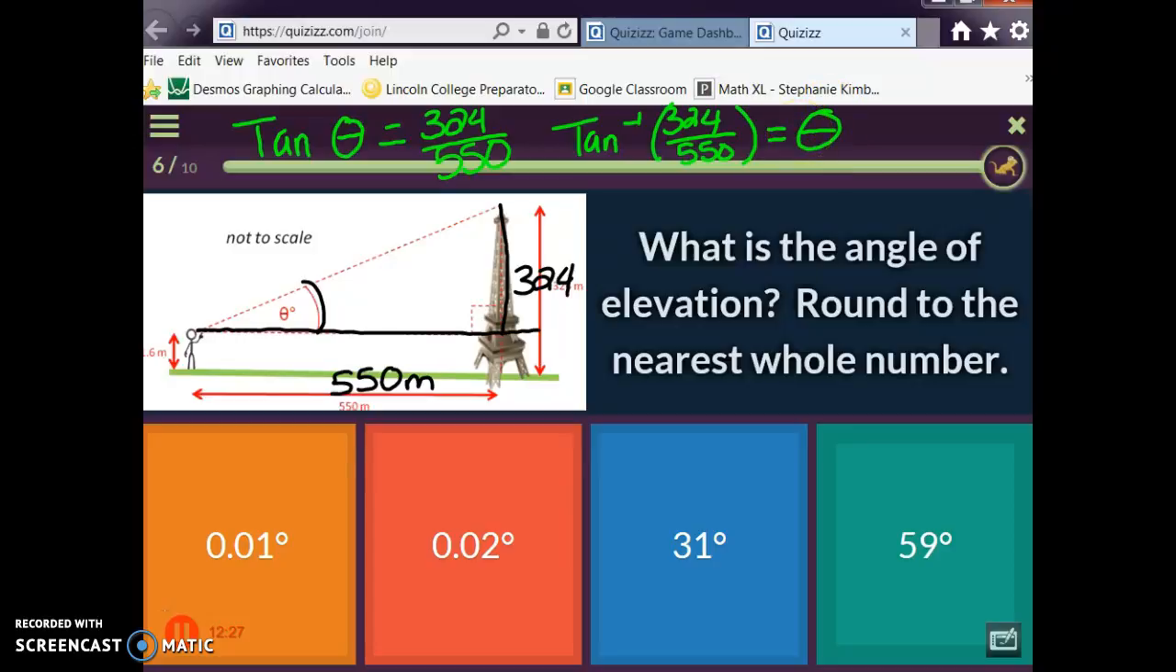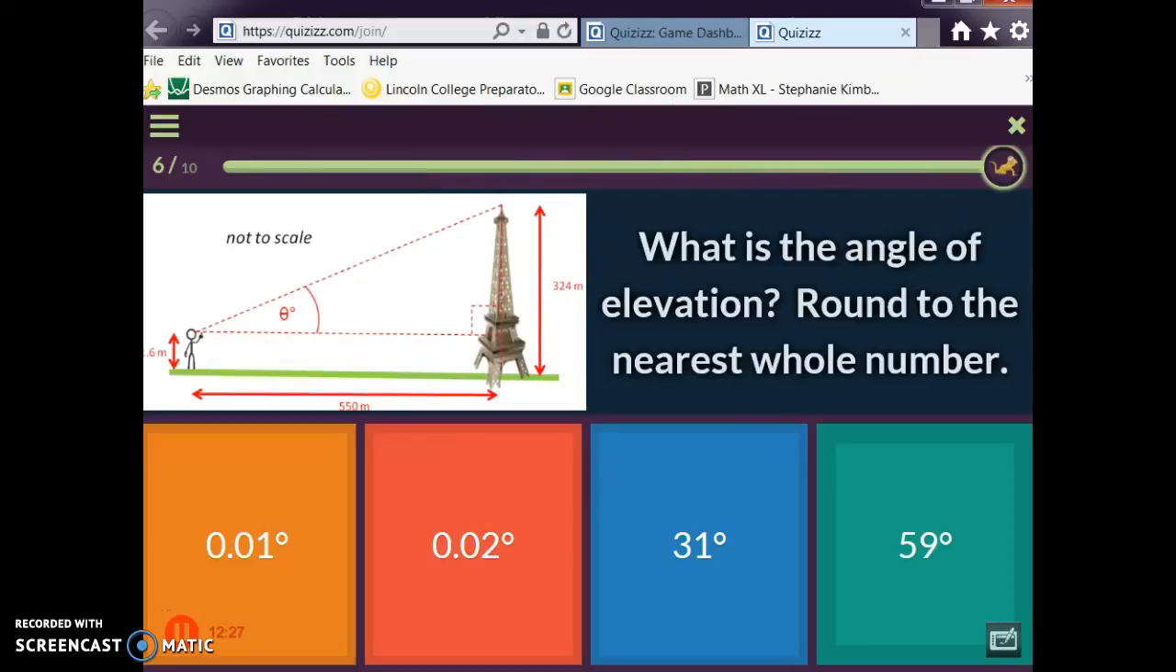So taking out my handy dandy calculator, I'm punching in the inverse tangent of 324 divided by 550. I got 30.501... So I'm approximating theta to be 31 degrees. Let's see if I'm right.